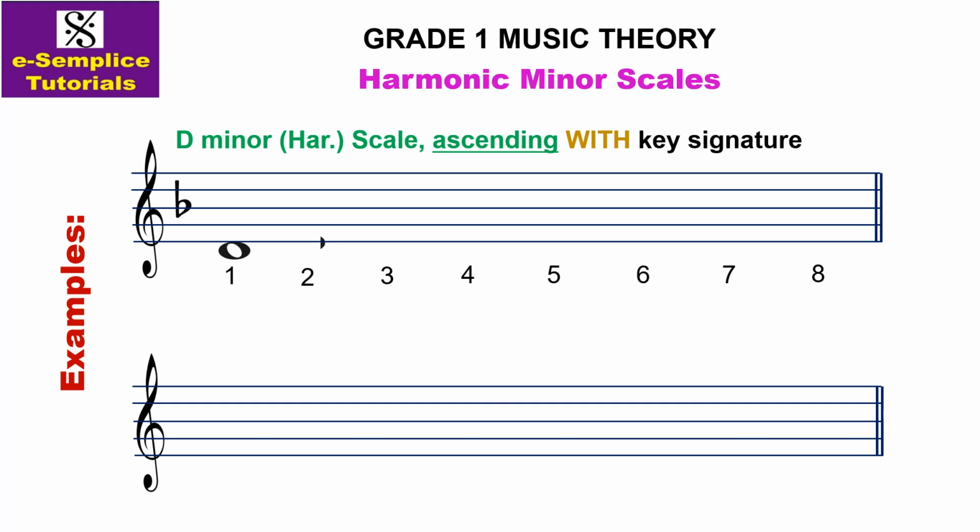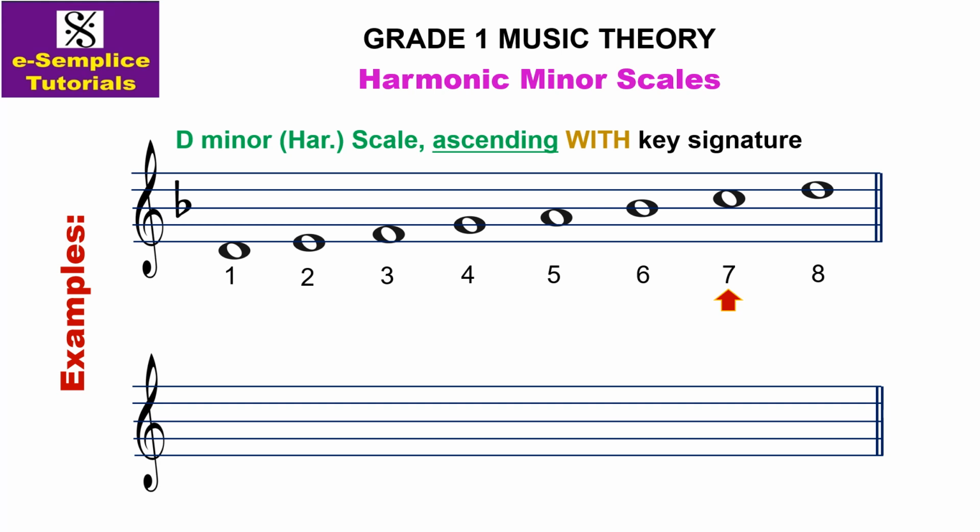That's D, E, F, G, A, B flat, C, and D. Now remember, for a scale to be harmonic, the 7th degree must be raised.